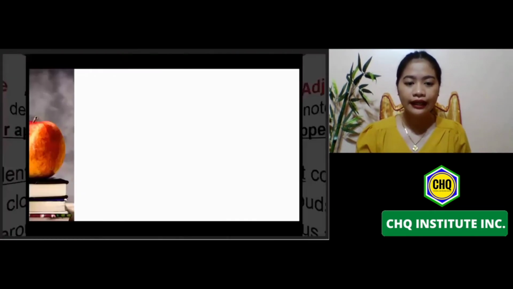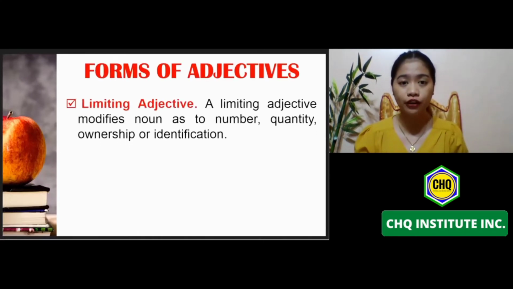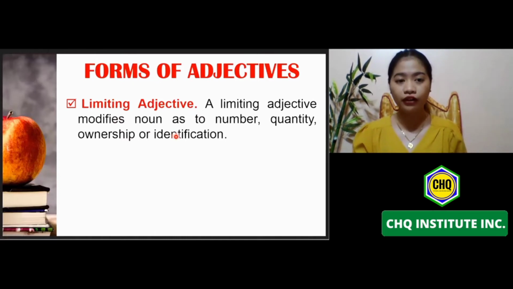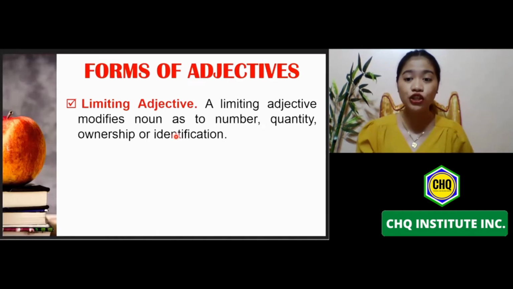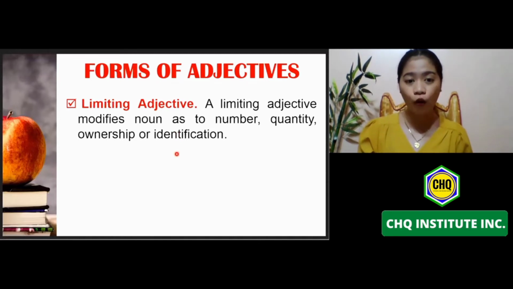Okay, let's proceed. The next one will be the limiting adjective, or in Filipino, pamilang. A limiting adjective modifies a noun as to number, quantity, ownership, or identification. From the root word itself, limit. A limiting adjective helps to define or to limit a noun or a pronoun in a given sentence. So they tell us which one, what kind, how many, or whose. Or simply, it answers the question, which one, what kind, how many, or whose.